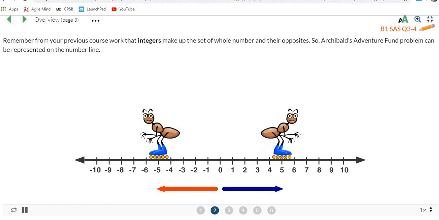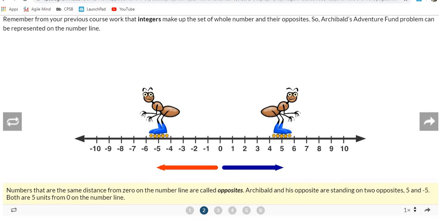So looking at Archie, if he was being reflected, we have opposite numbers. He's at 5 on the positive end. He's reflected over, what is 5's opposite? Negative 5. So, negative 2, what is its opposite? Positive 2. What is 4's opposite? Negative 4. What would negative 8's opposite be? 8. Okay, those are opposites.